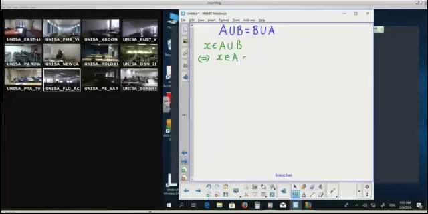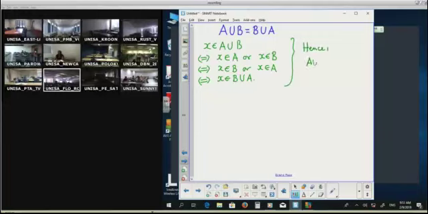This sentence is the same as saying X belongs to B or X belongs to A. And this last sentence is the same as saying X belongs to B union A. So what I have shown is that if I take an X from A union B, it is in B union A, as well as if I take an X from B union A, it is in A union B. Hence, the two sets are equal. That's the complete proof. Clear? All right.